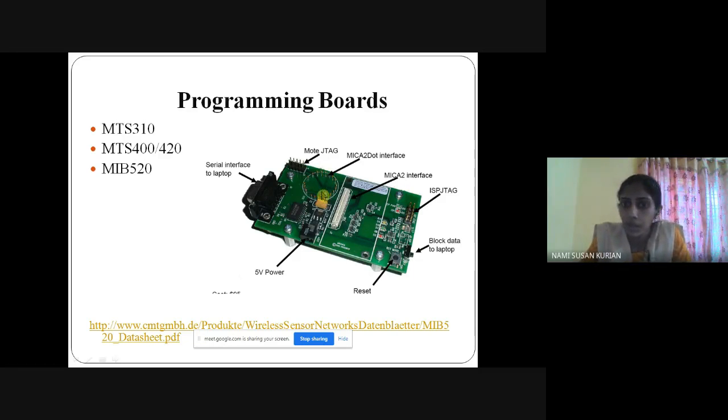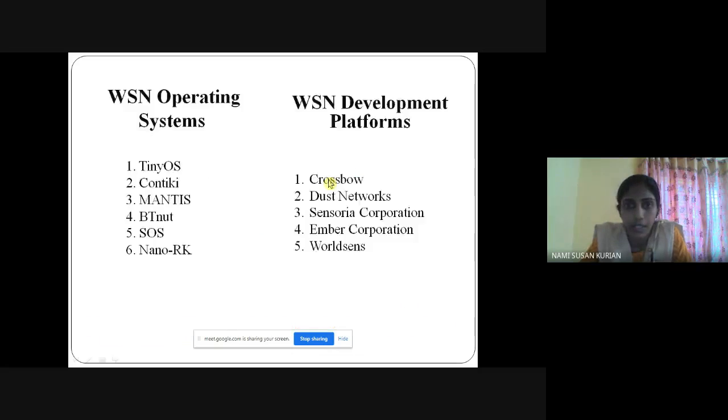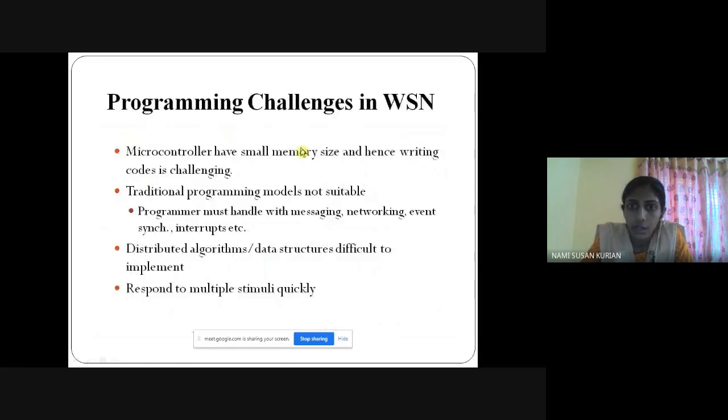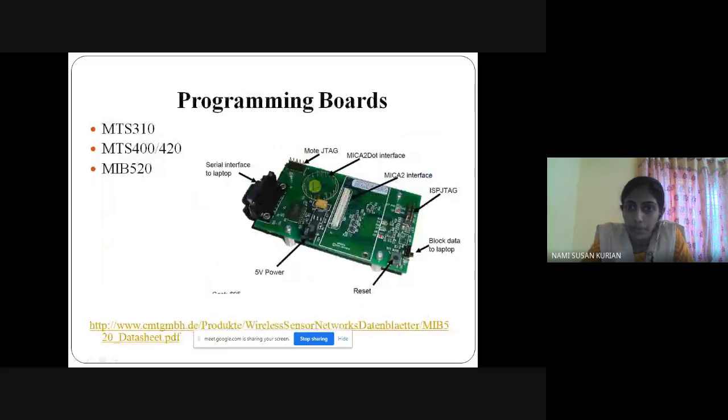Mica 2 Dot you have already seen. This is a round structure. Mica 2 Dot, I have already shown the diagram. Mica 2 Dot is like this. This round type sensor node, you will be placing on the programming board.